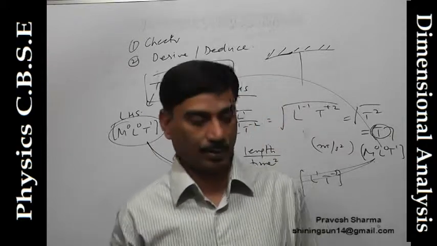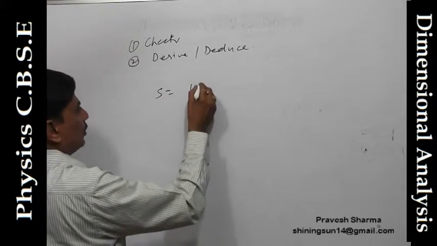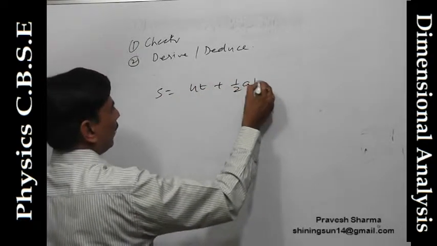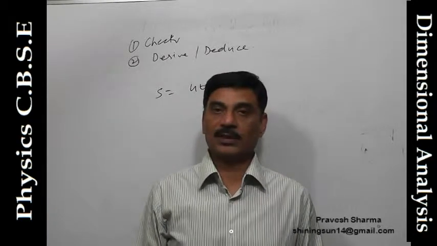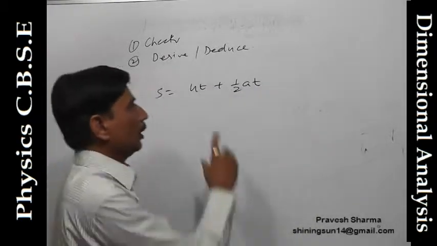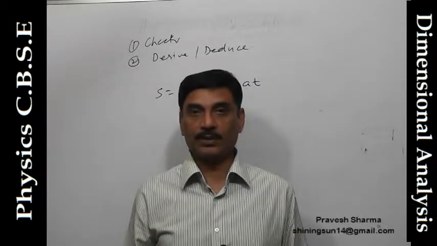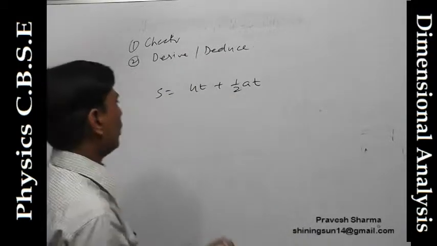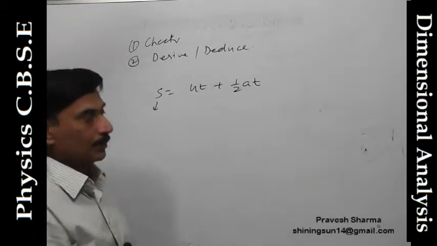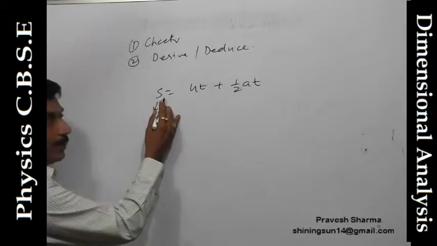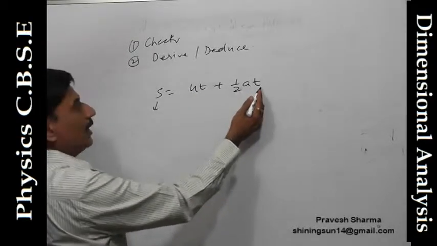So the formula is correct. Now let's check once again: if I write a formula S is equal to ut plus half at. We know the general formula is S equal to ut plus half at square. But I write S equal to ut plus half at. Using the dimensional analysis method, I wish to find out whether this formula is correct or wrong. Here S is distance covered, u is initial velocity, a is acceleration and t is time.